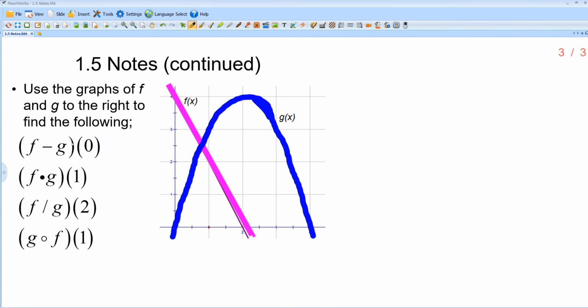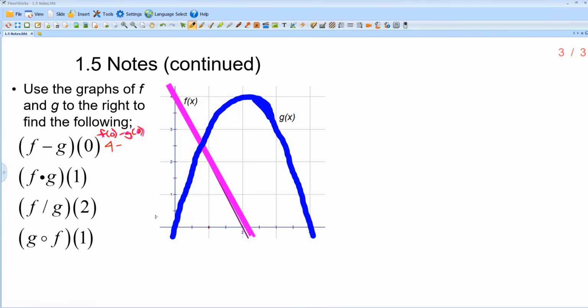So f minus g of 0. Remember that what this means is f of 0 minus g of 0. I should probably switch this to red. So if I do f of 0, that means I'm looking at this pink function, and I go to the value when x is 0. So here, x is 0. The y value or the function value is 4.